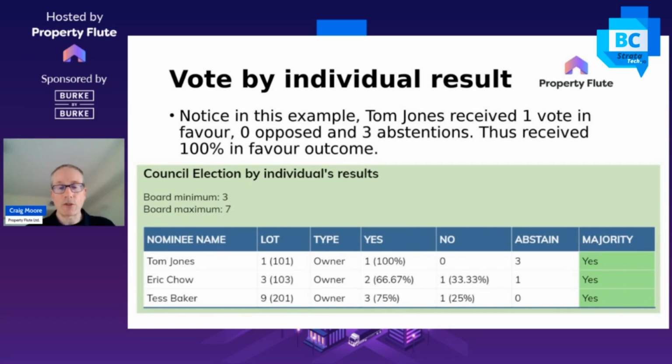And then the others you can see here, Eric got 2 votes or 66%, and Tess got 3 votes or 75%. Still a valid vote. You know who your council is. Nothing wrong with that. As it turns out, that's the method I'm most familiar with and the one that I've used most often.